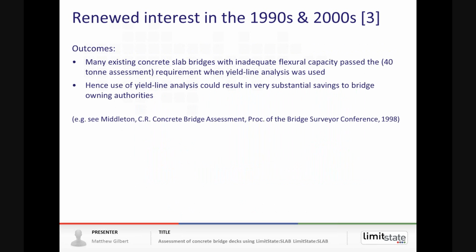So the outcome of that work was that the yield line method can identify hidden reserves of capacity, and hence it could result in very substantial savings to bridge owners.